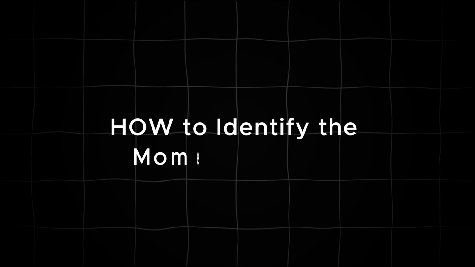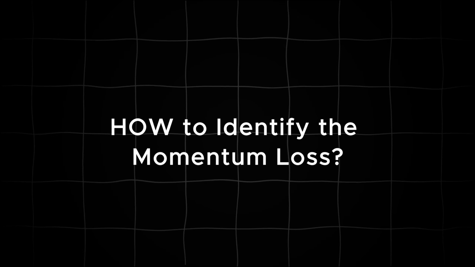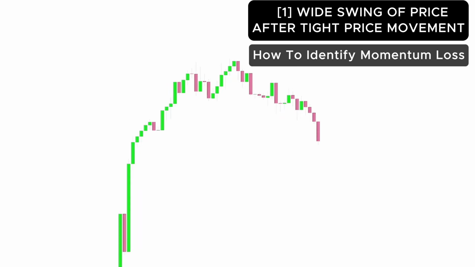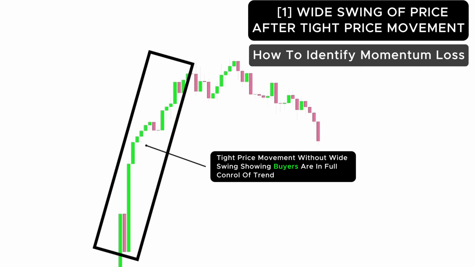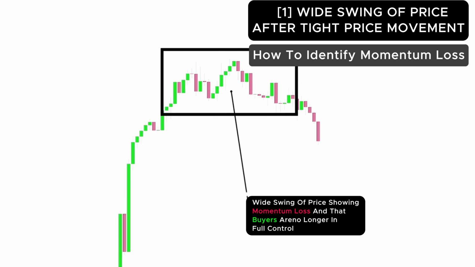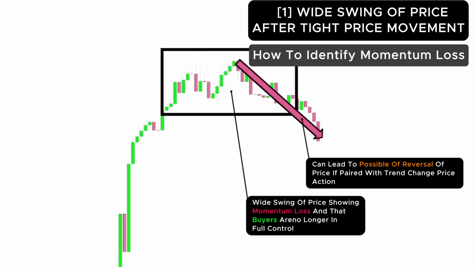So how do you identify momentum loss? The first way to identify momentum loss is to look for wide swings of price after tight price movement. So this uptrend here is tight price movement, which means the buyers are in full control. You then had wide swings occurring, which shows momentum loss and that the buyers are no longer in complete control and can lead to a possible reversal of price if paired with trend change price action.